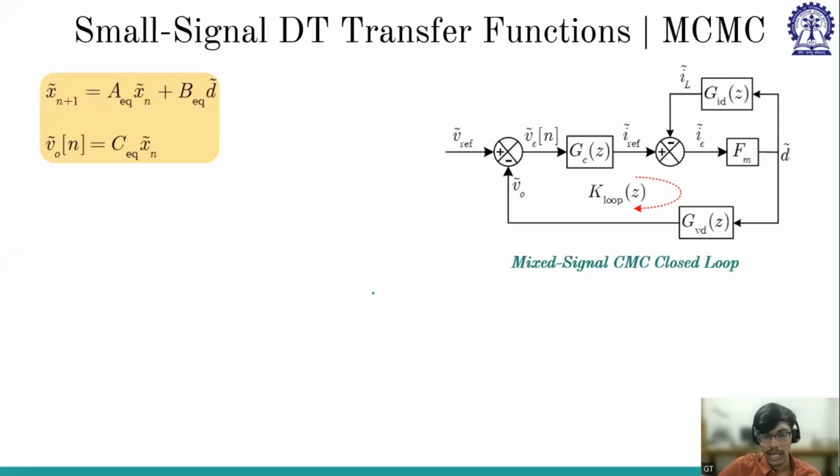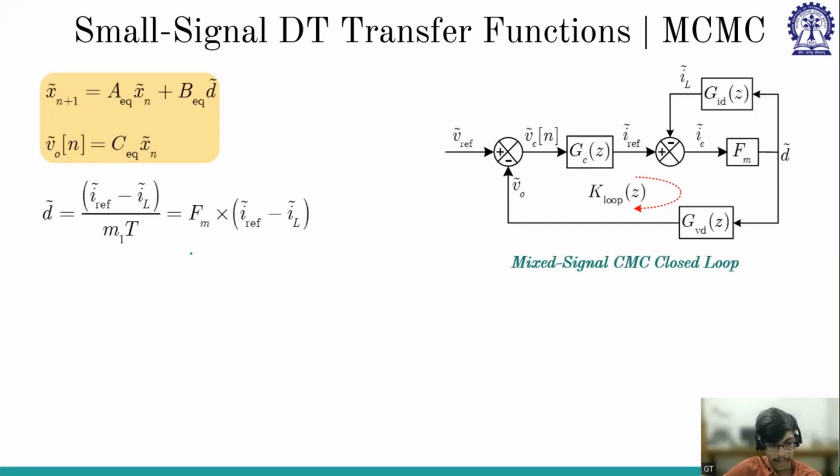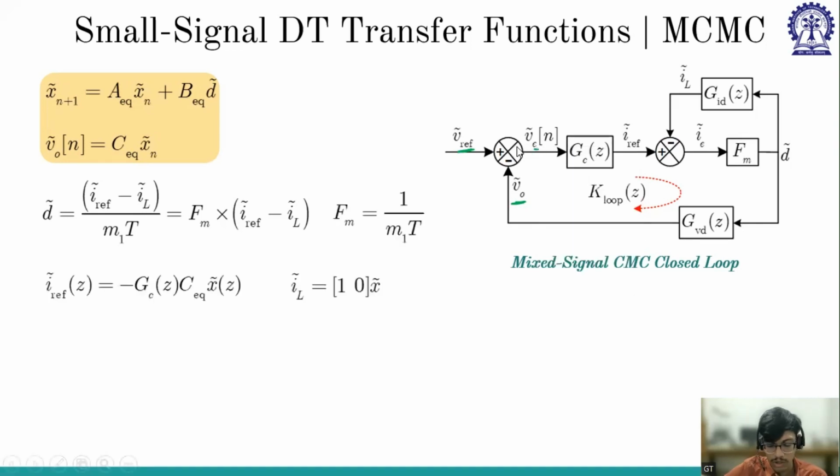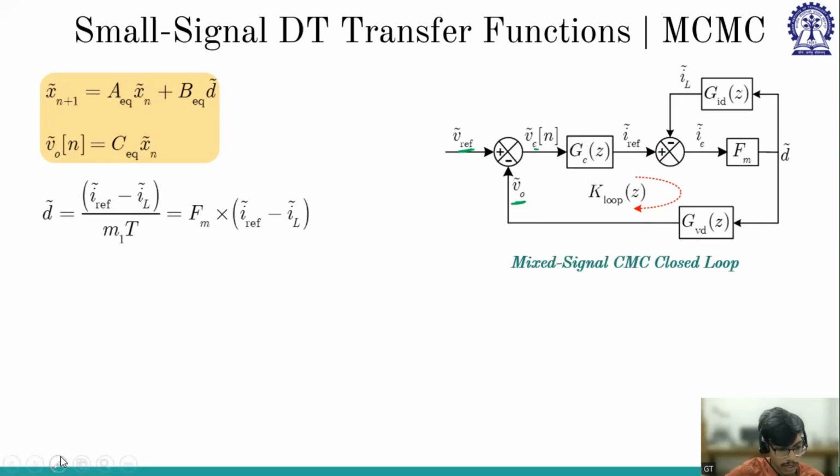Okay, so first what have I done? I have got this small signal closed loop. Before I go into the mathematical aspect, I'll explain. First I'm subtracting V reference minus V naught, which is giving me V error. So this is giving me the V error voltage, which is going into the PI controller, and that is giving me I reference.